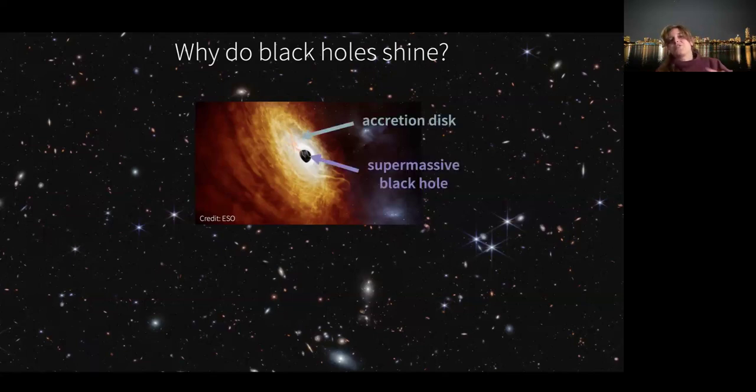So again, showing this depiction, we have the supermassive black hole at the center of the galaxy, and we have this structure around it that we call the accretion disk, which you can just imagine as very, very hot plasma that is moving around at very high speeds around the black hole because of its extreme gravitational pull.